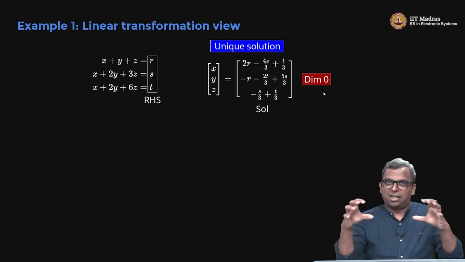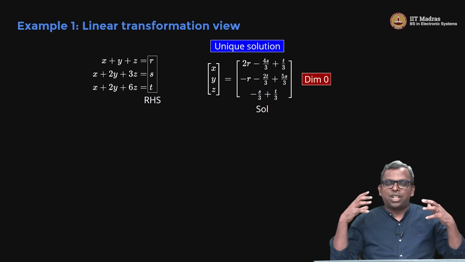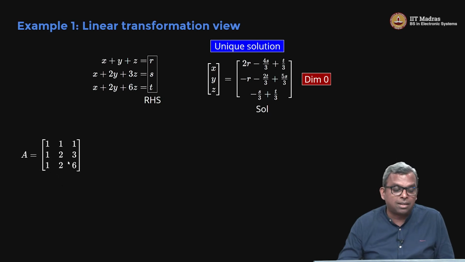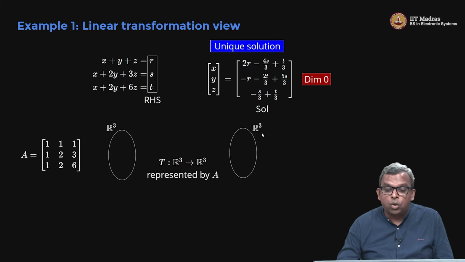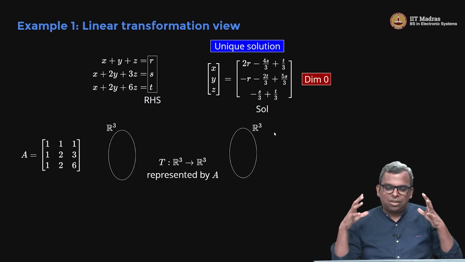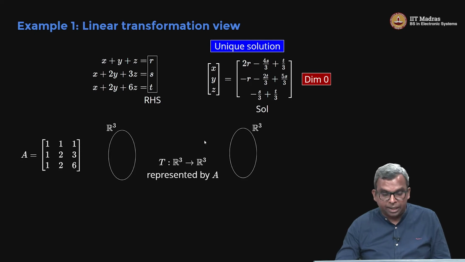Now I'm going to take this picture and represent it on some diagrams, and get a visualization of how the linear transformation is working. My matrix is the matrix that represents the linear transformation, and my transformation is from R3 to R3. Now I'm going to represent R3 with these ellipses. This is roughly just to get a picture of what's going on. All the points of R3 are here, and here are also all the points of R3. My linear transformation T from R3 to R3 represented by A takes a point in R3 and sends it to a point in R3.